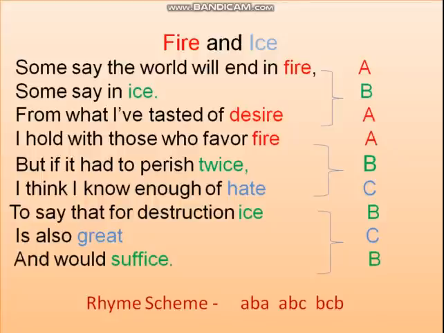Then we see here hate and great. These are 2 different words used, hate and great, and we can label them as C. So in this way it makes a rhyme scheme, that is ABA, ABC, BCB.